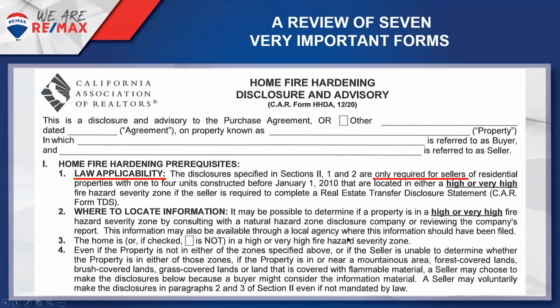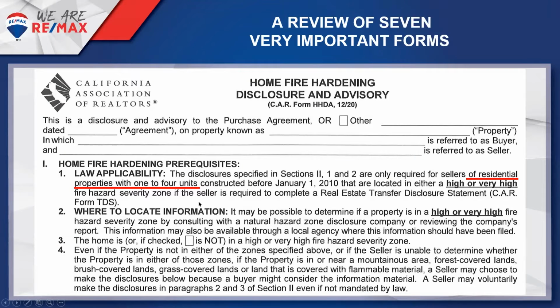So here's the form. Who does the law apply to? Well, the law only requires sellers of residential properties of one to four units. So a seller of land would not have to do this form. A seller of a commercial property would not have to do this form. One to four units does include condos, of course, and duplexes. They would have to do this form.